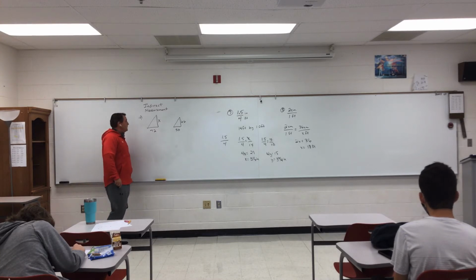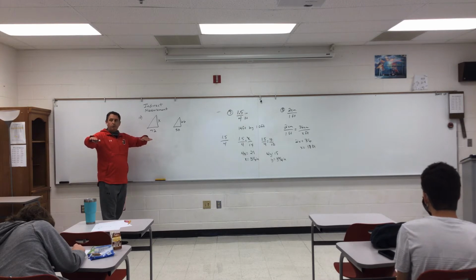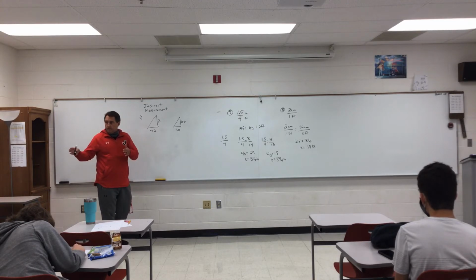All right, so on this next part, it's called indirect measurement. What indirect measurement is, basically, if you're outside and the sun is shining, every shadow is proportional. We're going to talk more about triangles in this unit, what it means to be a similar triangle. Since the sun is shining at the same angle everywhere in one place, every shadow is proportional to another one.